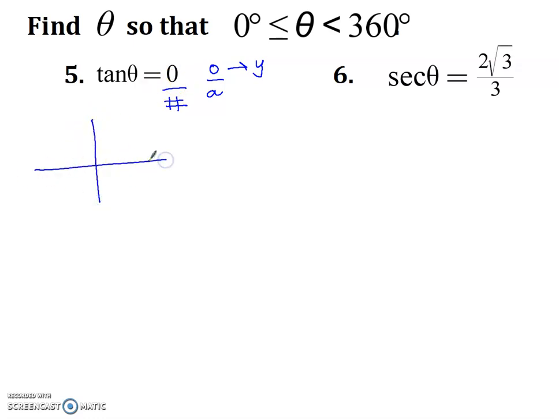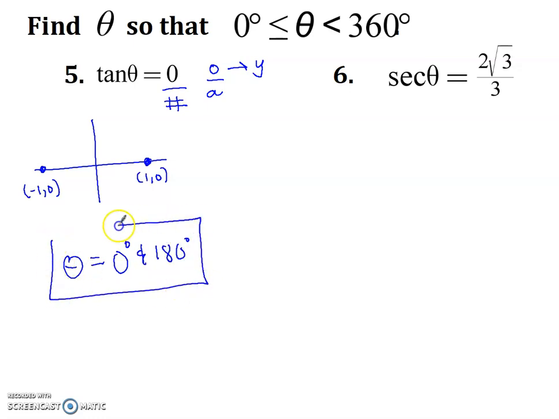So where y is 0, that's going to be both of these points on the right. So that would be 1, 0, -1, 0. So I can see in both of these ordered pairs, the y value is 0 since we haven't gone up any. So those 2 angle measures, this one is 0 degrees because we haven't rotated anything. This one would be 180 degrees.